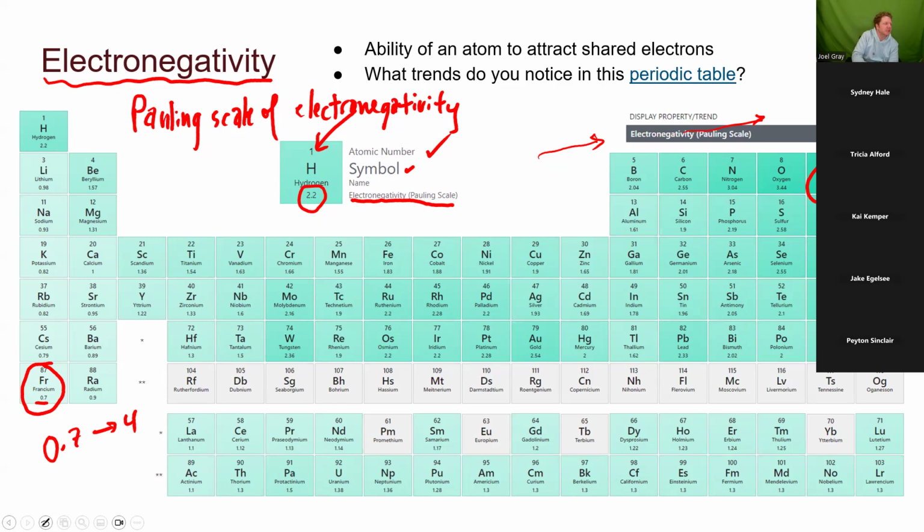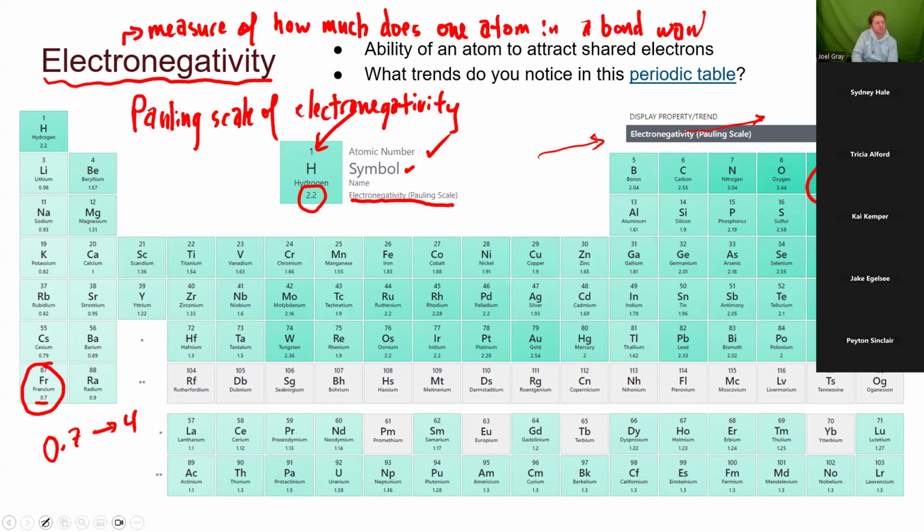Electronegativity is basically a measure of how much one atom in a bond wants electrons.